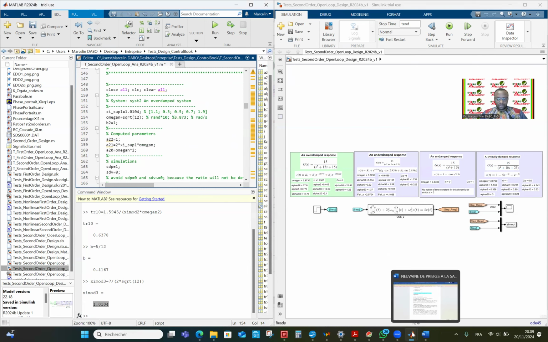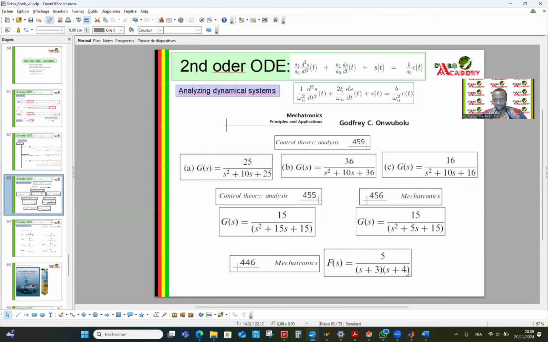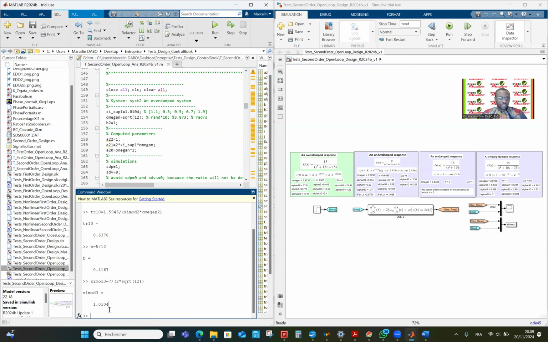This is what you have seen. Let me show you, it is here. If you develop this expression, 3 times 4 is 12, so the corresponding omega n square is given here. Go back to the computation. Here, as the Xi is greater than 1, omega n3 is equal to the square root of 12, and this is this value.